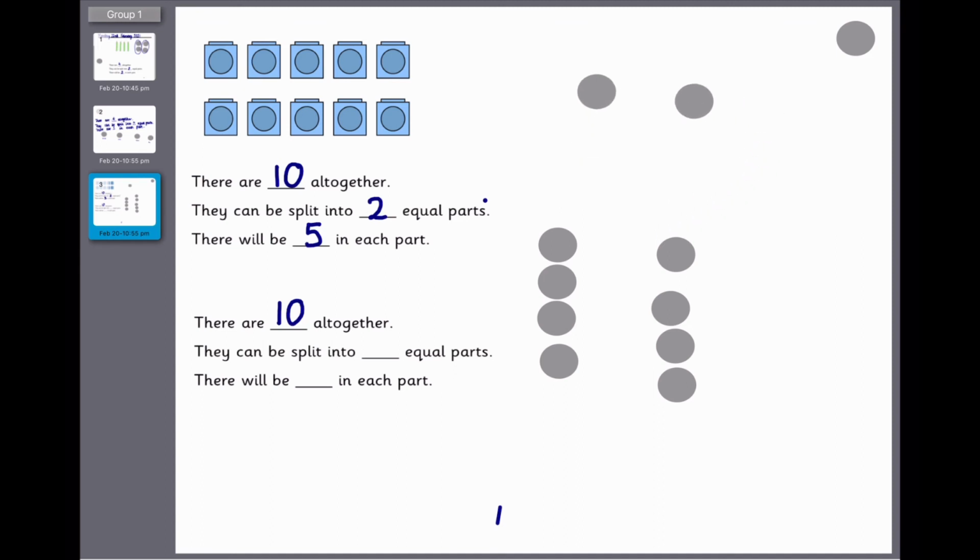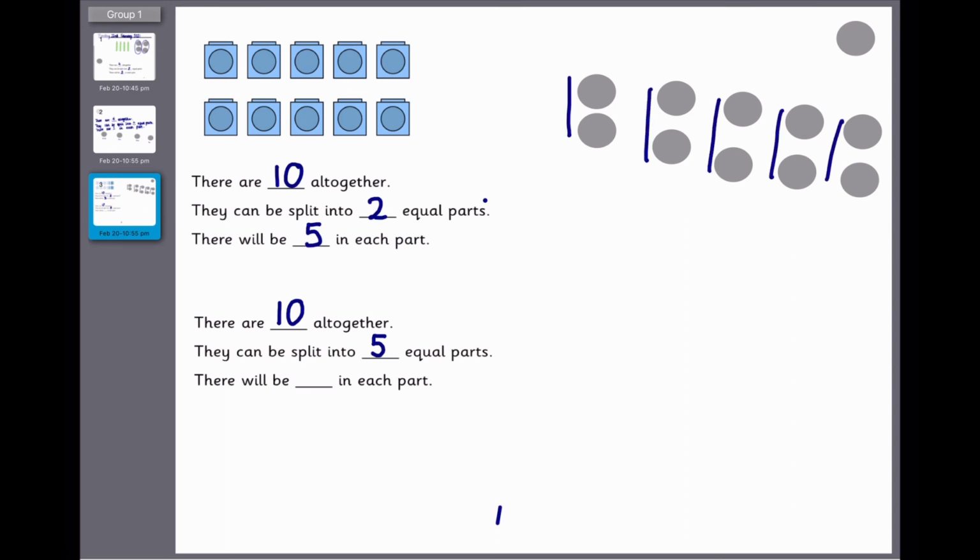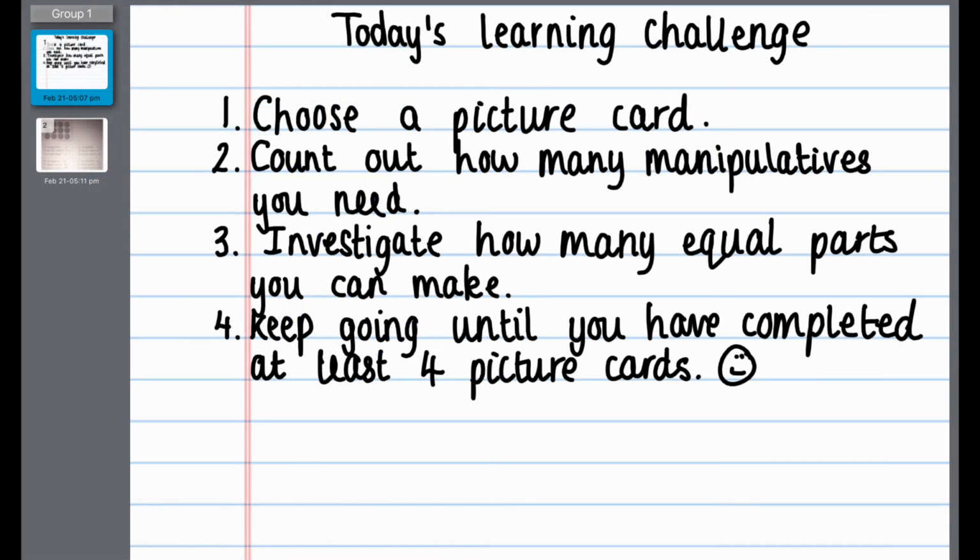Part 1, part 2, part 3, part 4 and part 5. 1, 2, 3, 4 and 5. So they can be split into 5 equal parts. How many in each part? 2. Fantastic. So there you go, that is what we're doing in maths today.